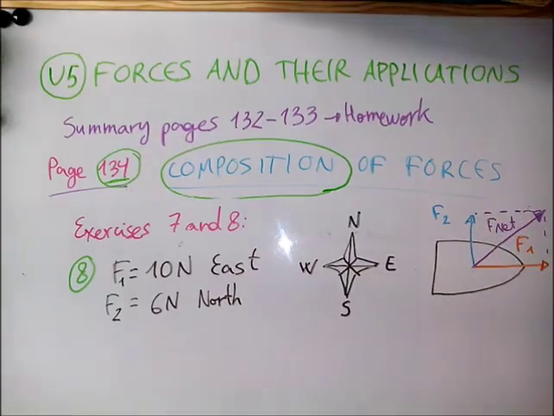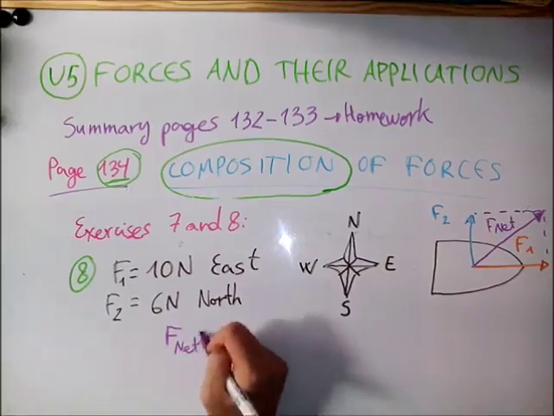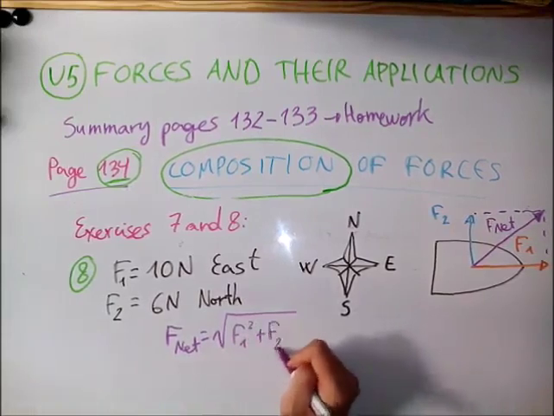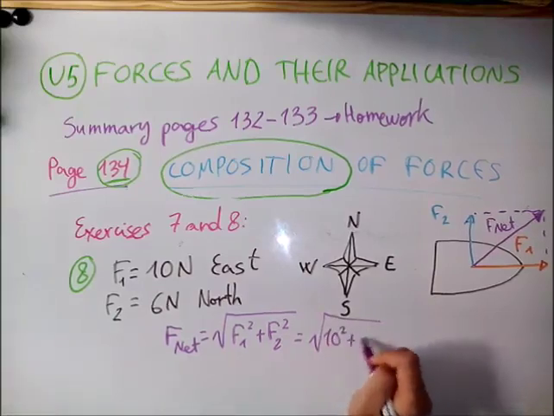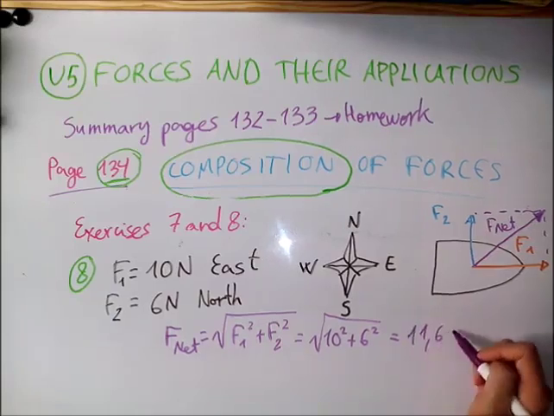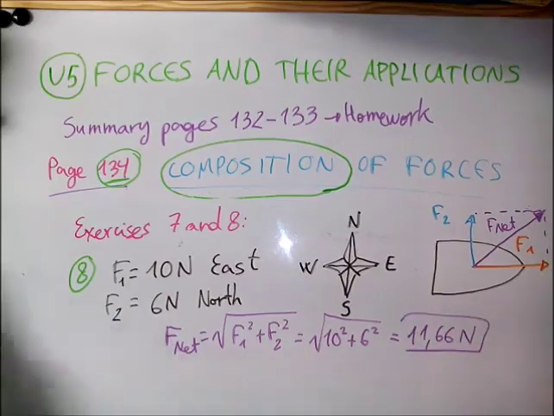So let's go and calculate it. We have to use Pythagoras theorem. So the net force is going to be the square root of force 1 squared plus force 2 squared, so the square root of 10 squared plus 6 squared. So let's do the solution. The square root of 10 squared plus 6 squared is equal to 11.66 Newton. Never forget the units.